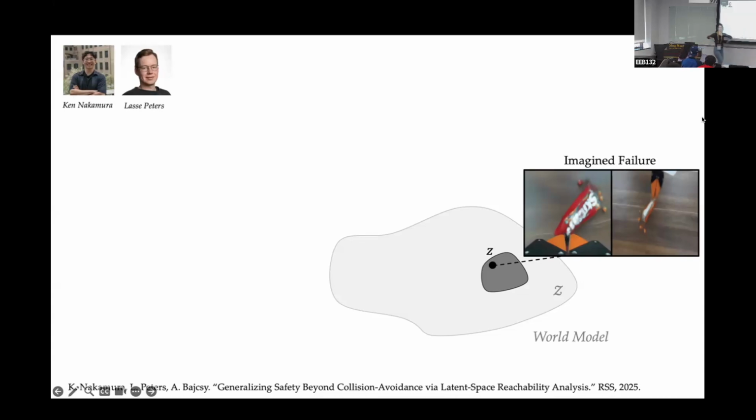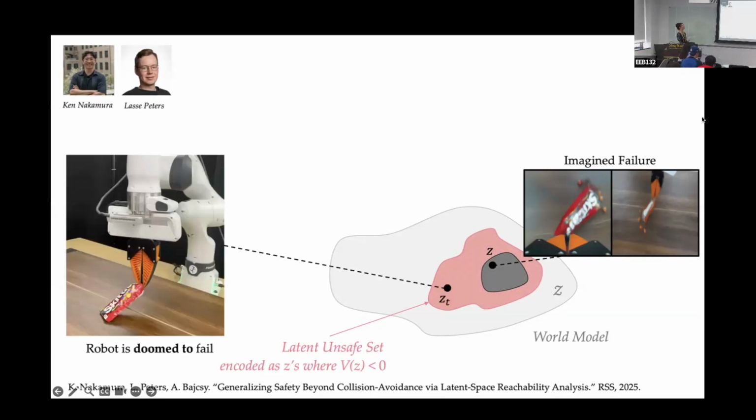So I want to be super clear. We have to see a little bit of this. We have to see a little bit of bad outcomes because I can't control, I can't predict. But once I figure this out, what we do is we solve something called a reachability problem in the imagination of this world model. And really intuitively, what we're essentially trying to obtain are these inevitable failure states.